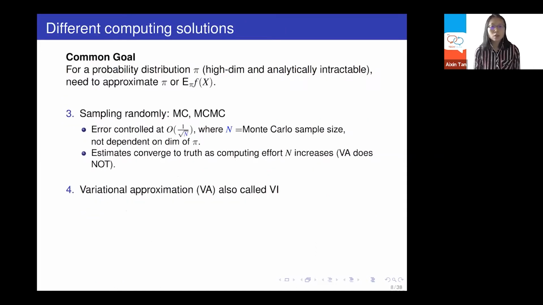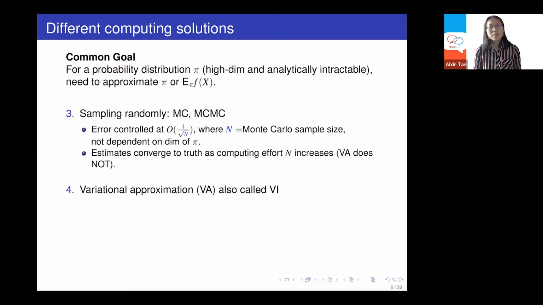Okay, now here's the third solution, sampling. I'll give you the details later because that's the main part of this talk. But some of the features: if your Monte Carlo sample effort is capital N, the error is controlled at the 1 over square root N scale, and it does not depend on the dimension of pi. That's a big thing. And there are theoretical guarantees that the estimates based on this sampling method will converge to the truth if the computing effort increases.